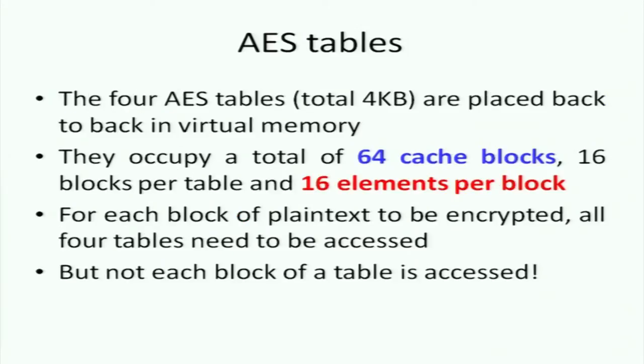The four AES tables, which occupy a total of 4 kilobytes, are placed back to back in virtual memory. They occupy a total of 64 cache blocks, 16 blocks per table, and 16 elements per block. Let's very quickly look at that. For each block of plain text to be encrypted, all four tables need to be accessed. You remember T0, T1, T2, T3, but not each block of a table is accessed. And that is the key thing. If I can spy and see which things were accessed and which were not, I cannot see what is inside those tables or anything about their data structures. The attacker cannot see, but he can indirectly deduce certain things about what was accessed and what was not.